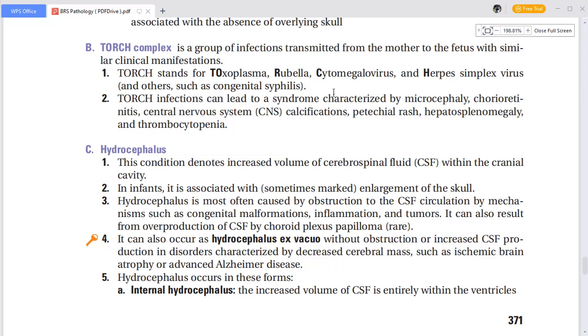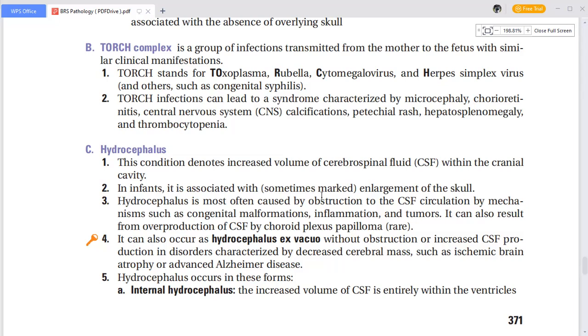Hydrocephalus is most often caused by obstruction to CSF flow, meaning that it is obstructive hydrocephalus because it's not communicating, by mechanisms such as congenital malformations, inflammation, and tumors. Or it can also occur due to overproduction of CSF by the choroid plexus. Maybe you have a tumor in the choroid plexus, called a papilloma, that produces a lot of CSF, leading to overproduction of CSF.